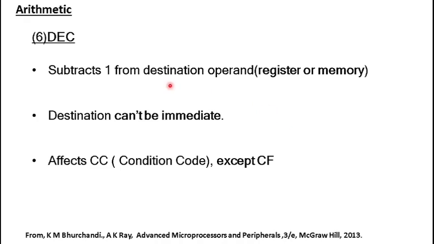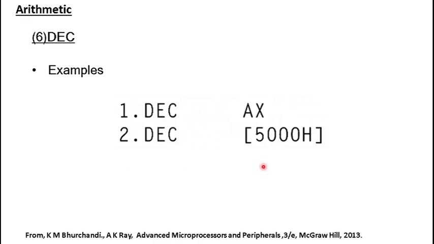Now we have the counterpart of increment, that is decrement. It does subtraction of 1 from the destination, where the destination can be register or memory, and the destination can't be immediate, just like our increment. Then, like all arithmetic instructions, it affects the condition code except the carry flag. So these are the various examples for decrement. We have a register destination, as well as a memory destination shown here.